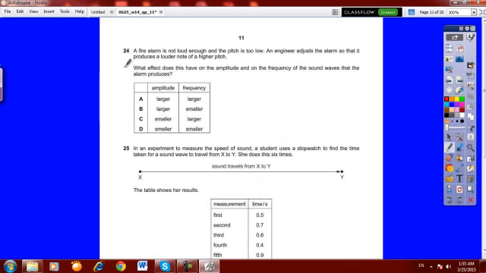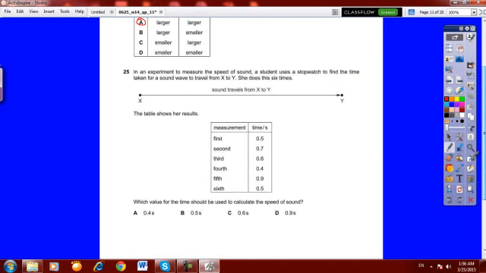24. A fire alarm is not loud enough and the pitch is too low. An engineer adjusts the alarm so that it produces a louder note and a higher pitch. So we increase the loudness and the pitch. What effect does this have on the amplitude and frequency of the sound waves that the alarm produces? Of course, louder means the amplitude increases, higher pitch means frequency is higher, so both of them become larger, which means the answer is A.